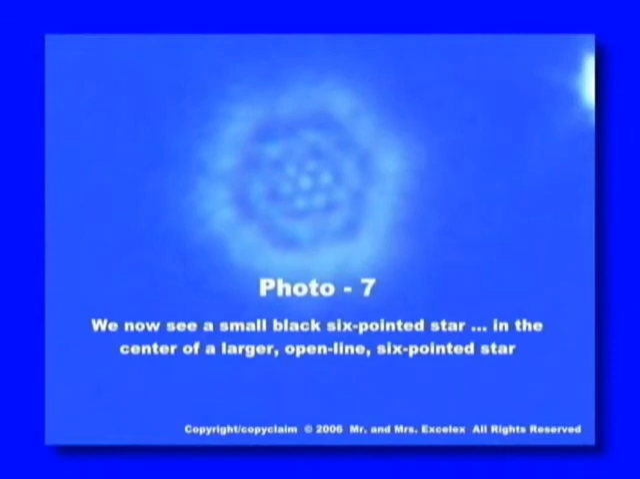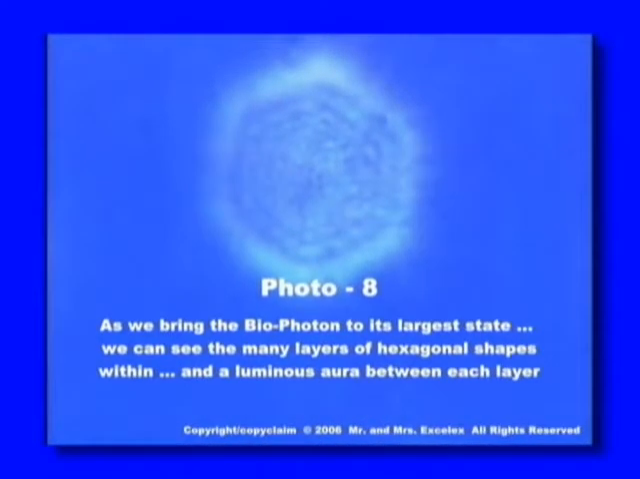Image 7. We now see a small black 6-pointed star in the center of a larger, open line, 6-pointed star, a Star of David, within a Star of David. Image 8. As we bring the biophoton to its largest state, we can see the many layers of hexagonal shapes within. This is the last phase of the unfolding biophoton that we were able to observe.